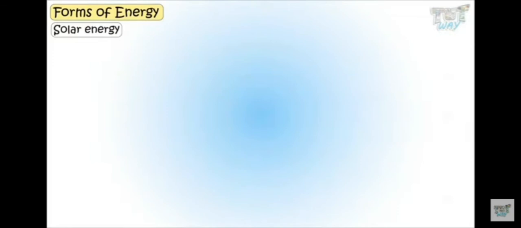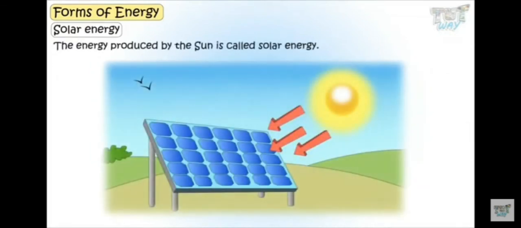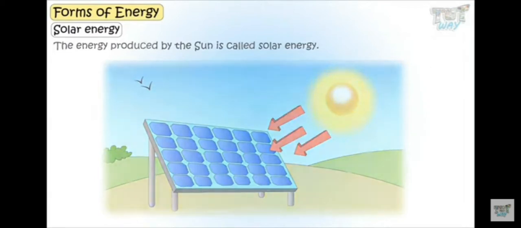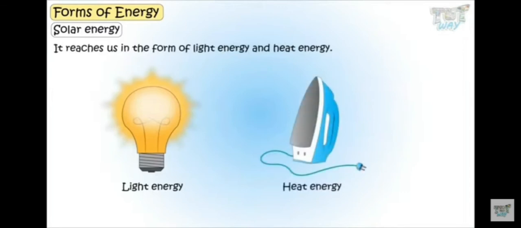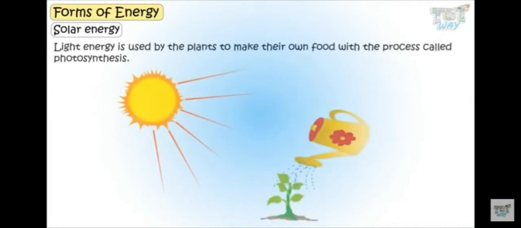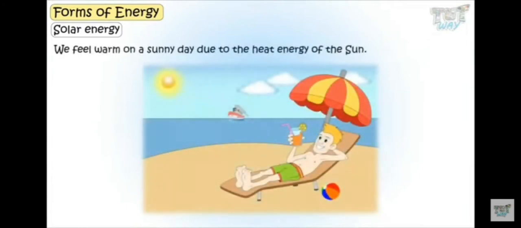Now the fourth form of energy is solar energy. It is produced by the sun. So the sun produces solar energy and it reaches us in the form of light and heat energy. Light energy is used by the plants to make the food with the help of the process called photosynthesis. And heat energy, we feel warm on a sunny day. Why? Because of the heat energy of the sun.